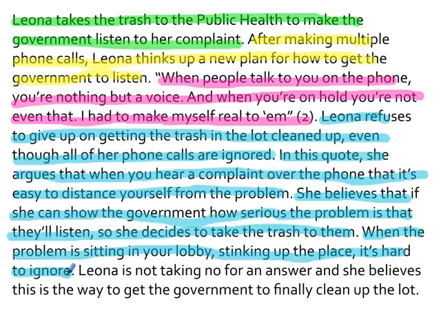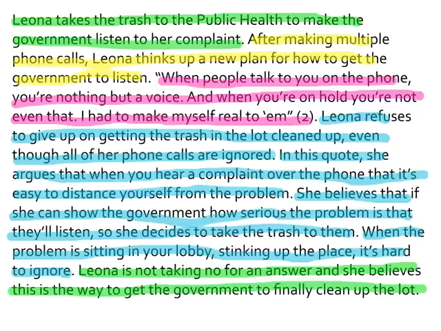Notice that my explanation is the majority of the paragraph. That should be true. If you go back and highlight your paragraph, you should notice that the majority of your paragraph is your explanation. Okay, now I'm going to end with my concluding statement, just restating my claim in a new way. Leona is not taking no for an answer. She believes this is the way to get the government to finally clean up the lot.